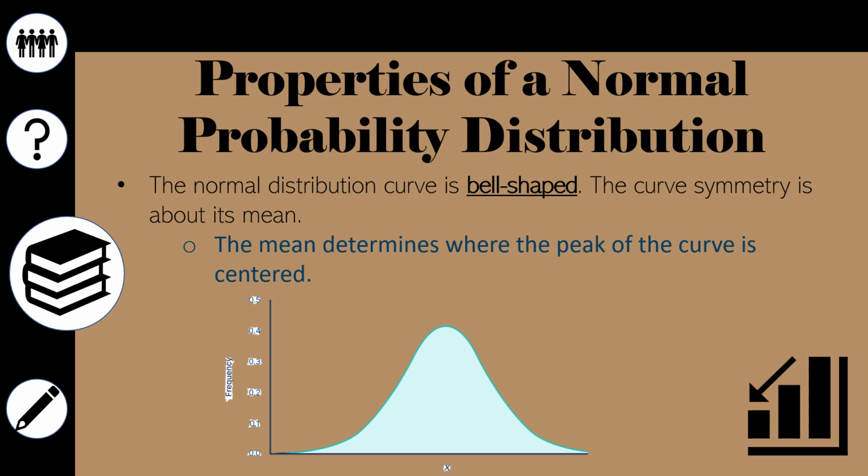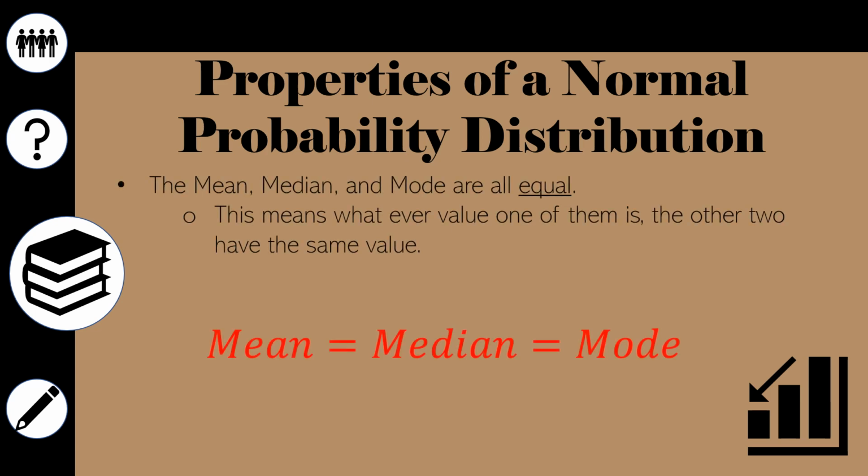Now, how about the mean? Well, the mean, median, and mode are all equal. This means if one of them has a value, they all share the same value. Like for example, if the mode has a value of 3, then the median and the mean would also have a value of 3.